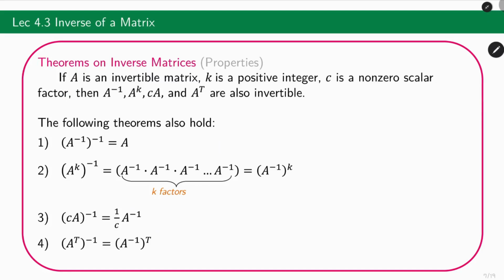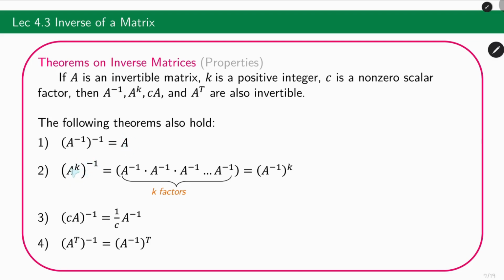Let's have the following theorems or properties for inverse matrices. If A is an invertible matrix, k is a positive integer, c is a non-zero scalar, then the inverse of A, A raised to k, c times A, and the transpose of A are also invertible. The following theorems also hold. The inverse of the inverse is equal to the original matrix A.